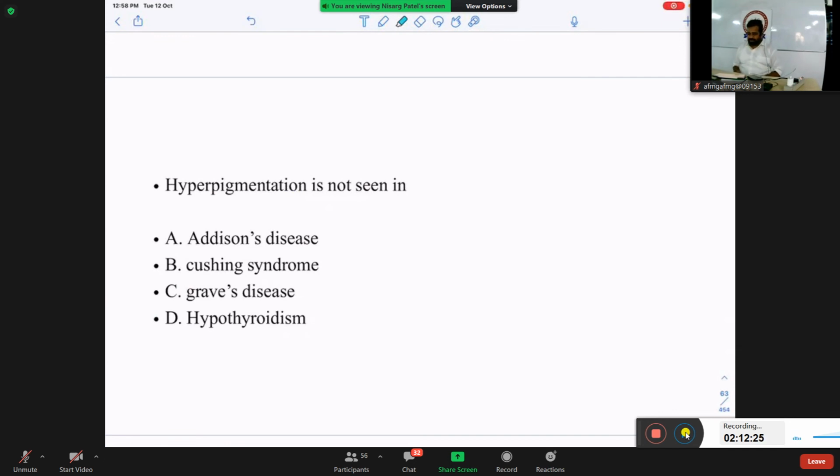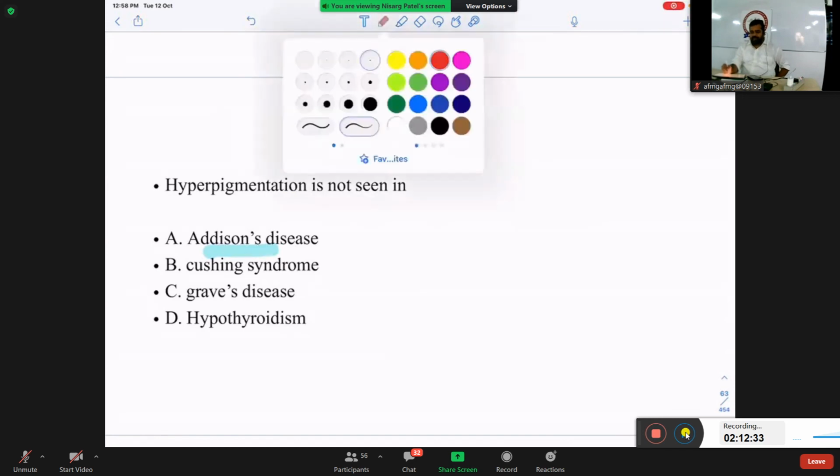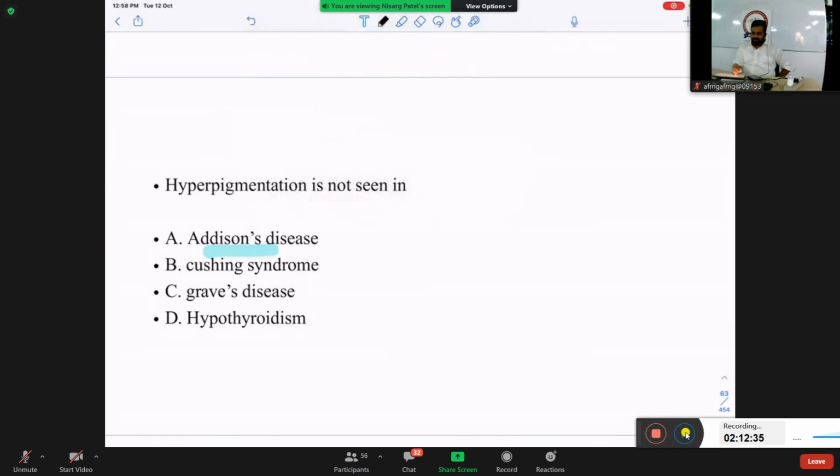in hypothyroidism. You will see hyperpigmentation in Addison's disease. Addisonian crisis is the acute thing, but Addison's disease is different.